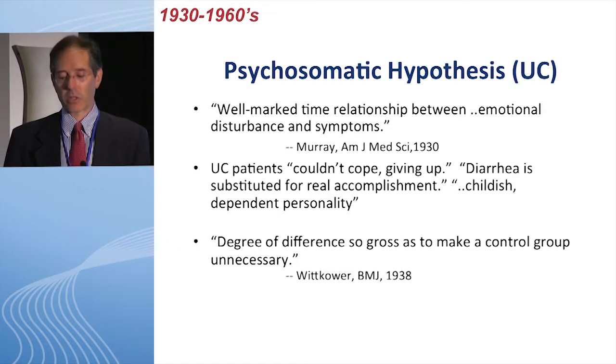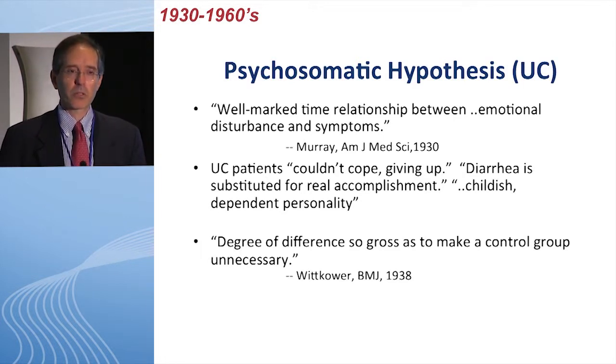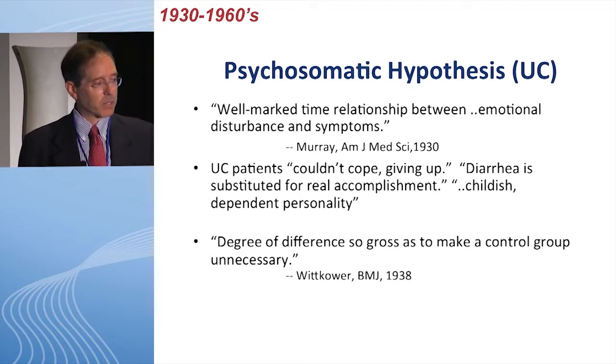Stress, when we look at that, is something that all of our patients say is critical to why they have flares. And we look back from the 30s to the 60s, this was an important, particularly ulcerative colitis was seen as a paradigm of a psychosomatic disease. And back in the 30s, this is a well-marked time relationship between emotional disturbance and symptoms. Ulcerative colitis patients couldn't cope, giving up, diarrhea substituted for real accomplishment, childish dependent personality. This is starting to push the limits, I think, of what we would say is reasonable. Degree of difference so gross as to make a control group unnecessary.